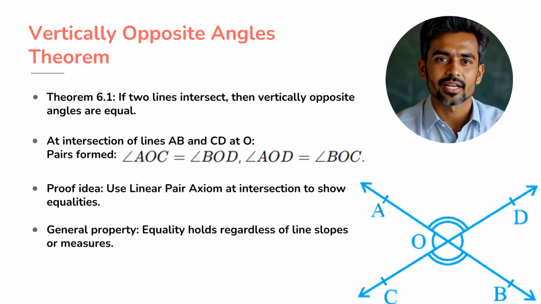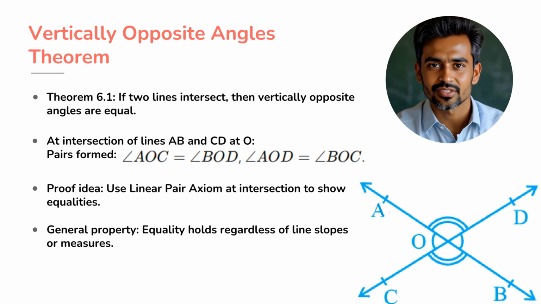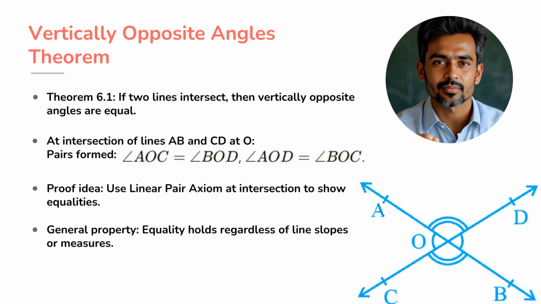Now let's move to an even more exciting concept, vertically opposite angles. Theorem 6.1 says, when two lines intersect, the vertically opposite angles are always equal. Picture lines AB and CD crossing at point O. The pairs formed are angle AOC equals angle BOD and angle AOD equals angle BOC. A real-life example? Look at a pair of scissors when the blades cross. The opposite angles where they intersect are equal. That's the vertically opposite angle property in action.